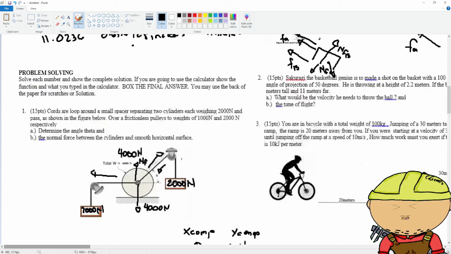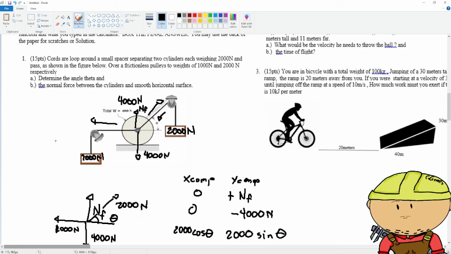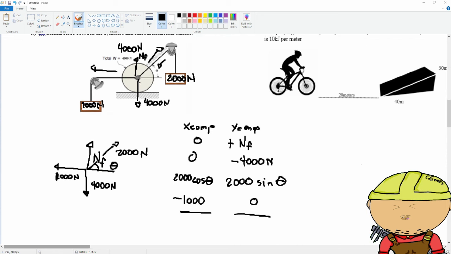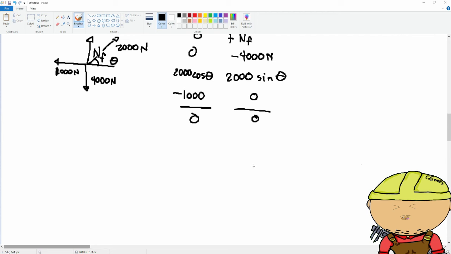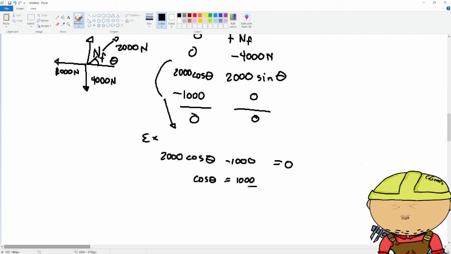Because it is a static problem and the cords are looped around the spacers, it is to be balanced. We're going to assume equilibrium. Then 2,000 cosine theta minus 1,000 for the X component, the one on the left, is equal to zero. Cosine theta is equal to 1,000 over 2,000. Cosine theta is equal to 1/2. Theta is 60 degrees. I hope you got that.